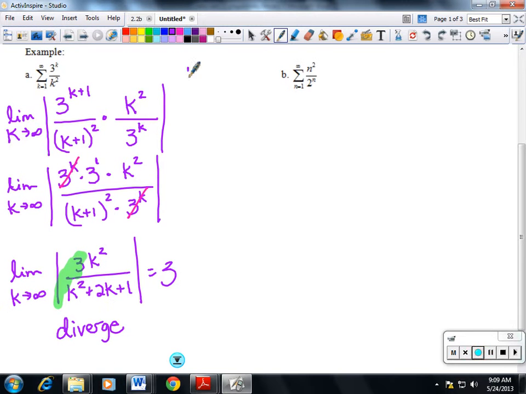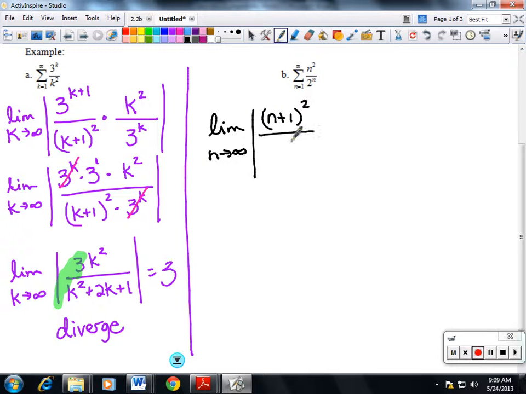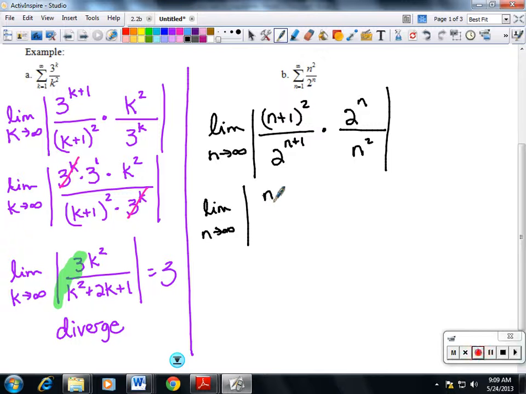Let's do another one. This one I'm dealing with an n, so I'm going to do the limit as n goes to infinity of n plus 1 squared over 2 to the n plus 1, times, and I'm just multiplying by the reciprocal, 2 to the n over n squared. So that's the limit as n goes to infinity of, I'm just going to leave it n plus 1 squared for now, times 2 to the n over 2 to the n times 2 to the 1 times n squared. My 2 to the n's are going to cancel out.